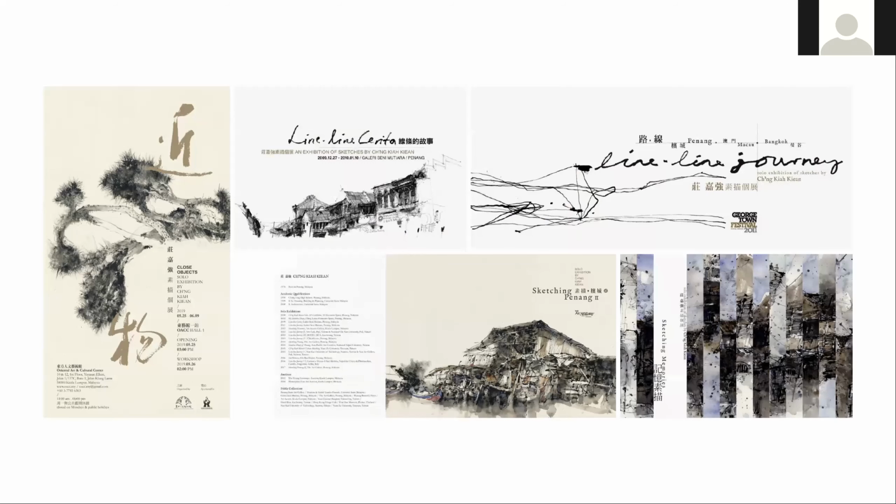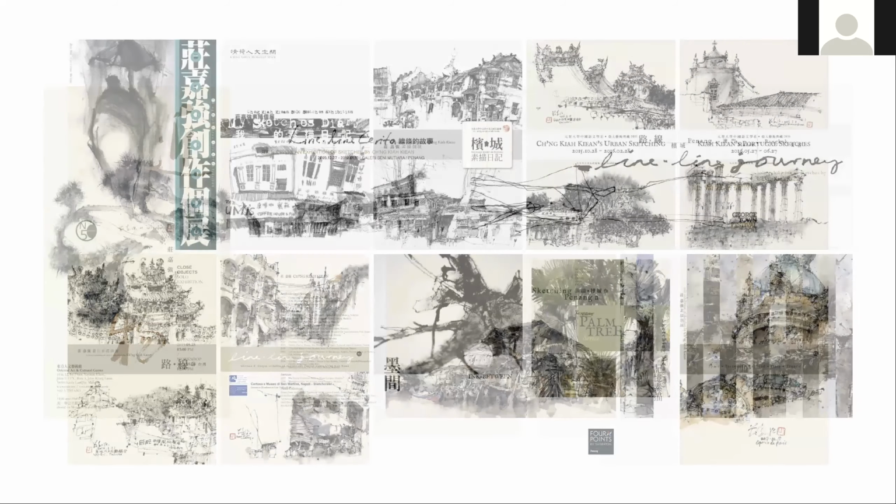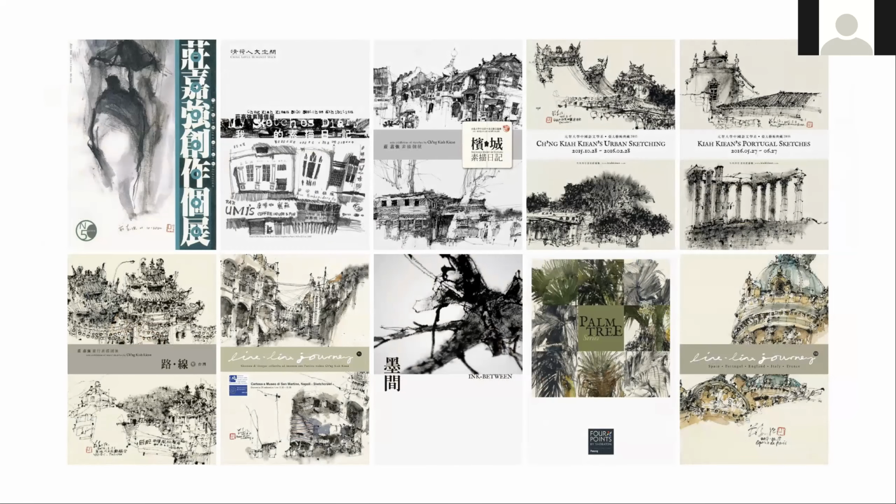Okay. Then I'm very active in participating in exhibitions and having solo exhibitions. All this is the invitation design of my solo exhibition, and all this was done by me. I rarely give my exhibition design to other designers because I think I can handle it well.